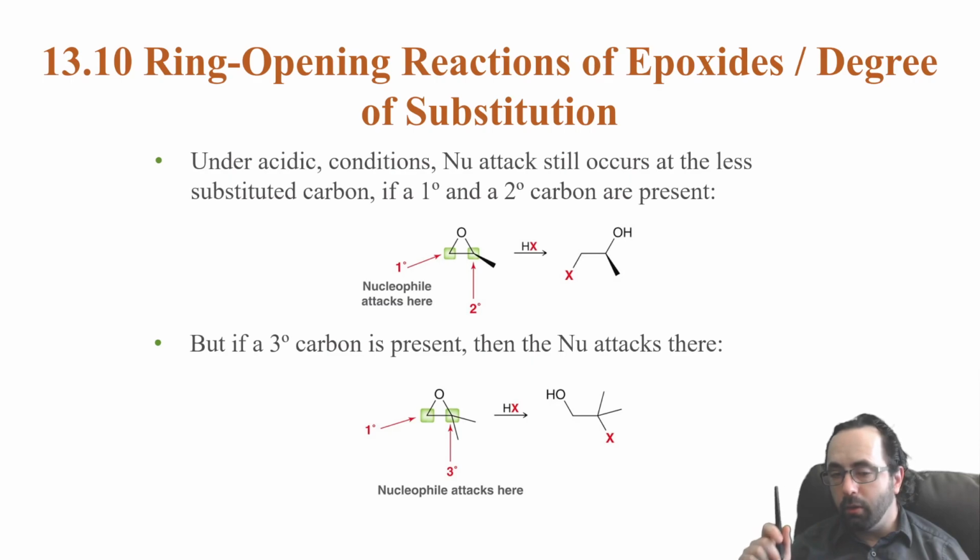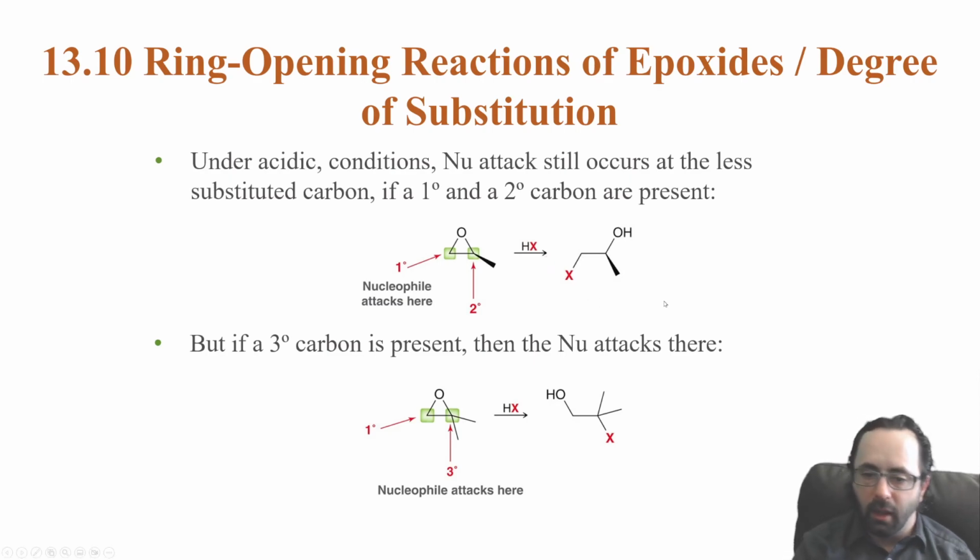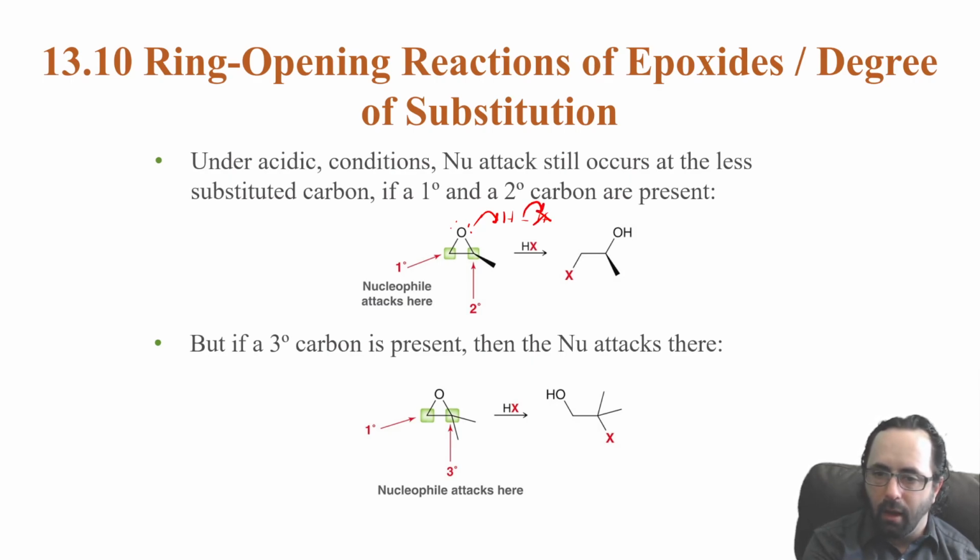So one thing to note, though, is under acidic conditions, this process becomes a bit more thermodynamically driven than in the situation where the epoxide is not protonated. So, for example, if you react with a hydrohalide, HX, the first step here is going to be the protonation of this epoxide. So we're going to have the proton transfer here, and that's going to give us now the protonated epoxide.